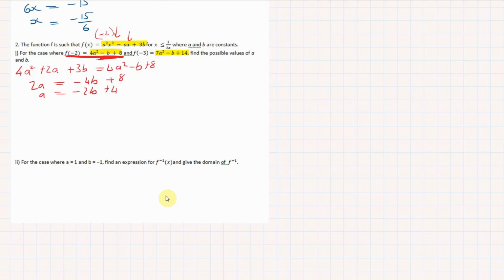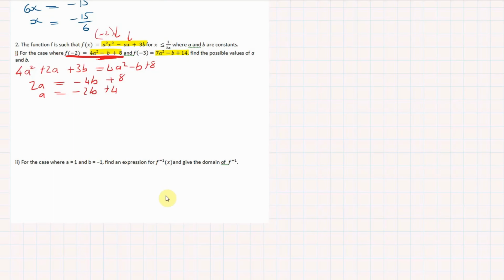Or conversely, we could do it another way as well, couldn't we? Have I done that correctly? I think I've done that correctly.